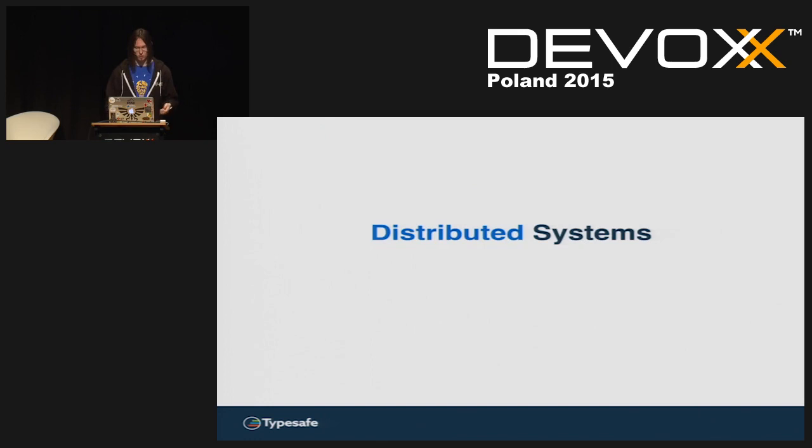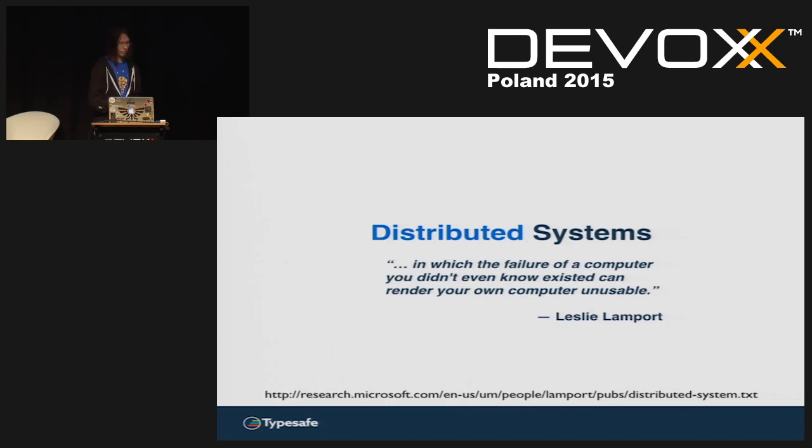So, the last topic I want to touch on is distributed systems, which is my favorite area, I guess. So, quick recap, what is a distributed system? A distributed system is a system in which the failure of a computer you didn't even know existed can render your computer unusable. Perfect definition by Leslie Lamport, pretty much the father of distributed computing, as some see it.